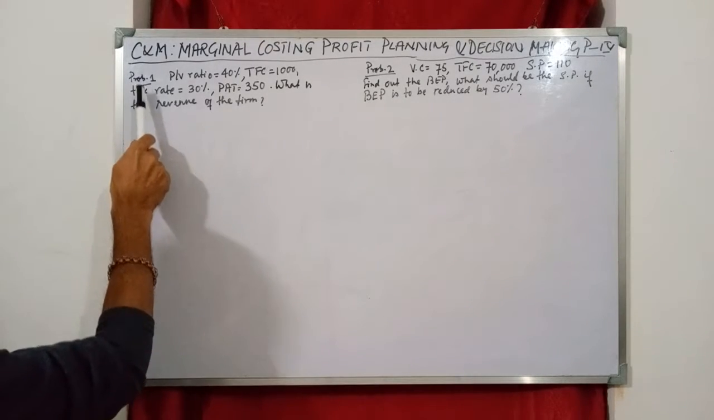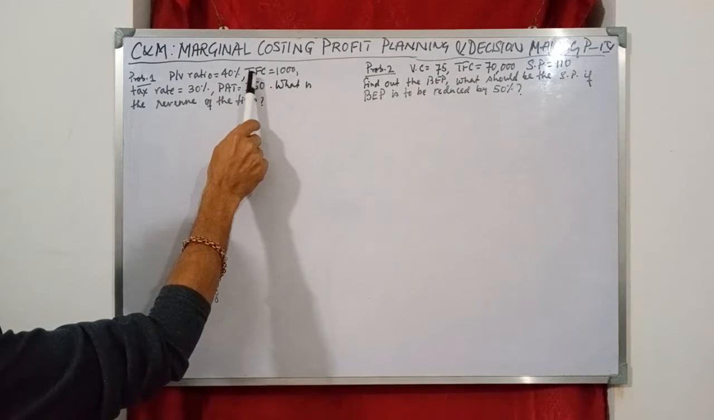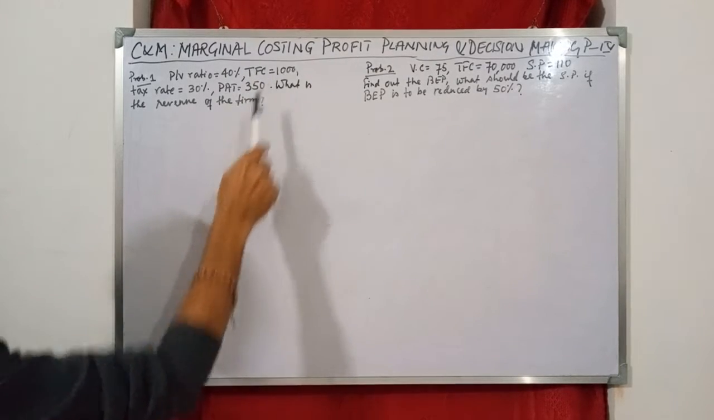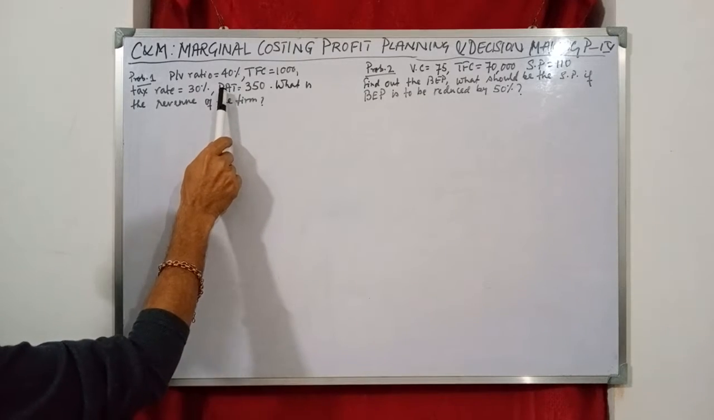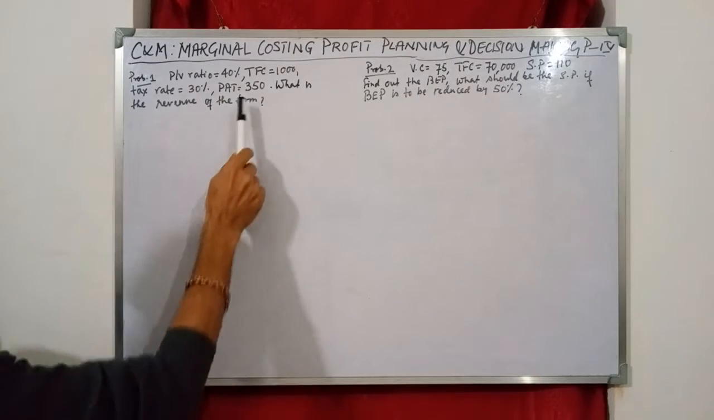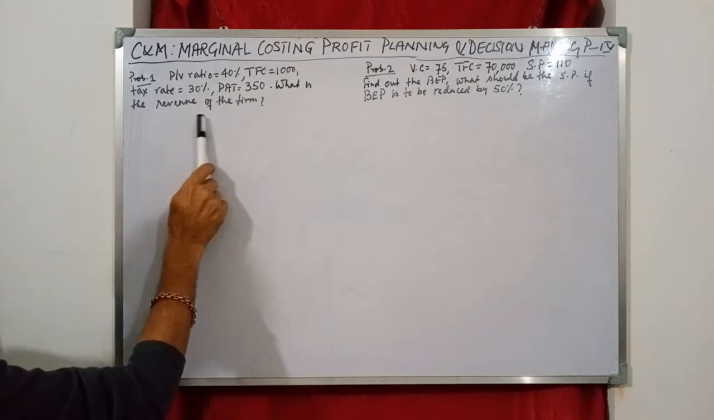In problem number 1, we have PV ratio is 40%, total fixed cost TFC is 1000, tax rate is 30%, PAT, that is profit after tax, is 350. The question is, what is the revenue of the firm?